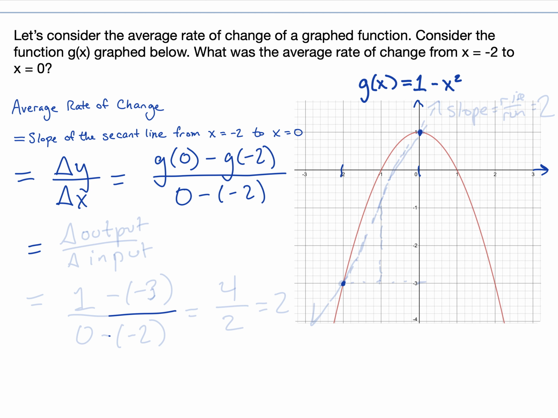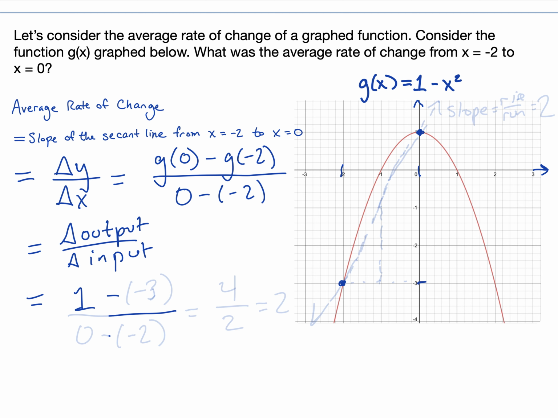Just because we're writing this in as many ways as possible, we could also think of this as the change in output divided by the change in input. And what is that equal to? G of 0 is the output of the function at 0. So when x is equal to 0, g of 0 is 1. So g of 0 is 1 minus g of negative 2.